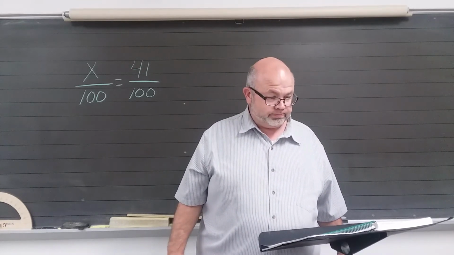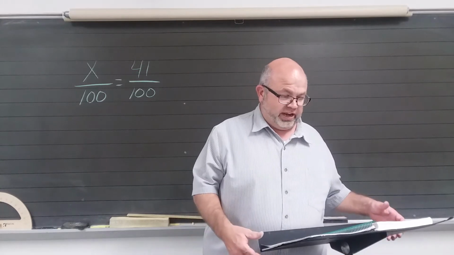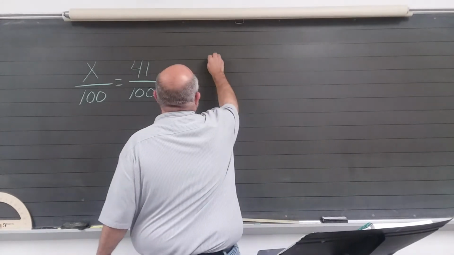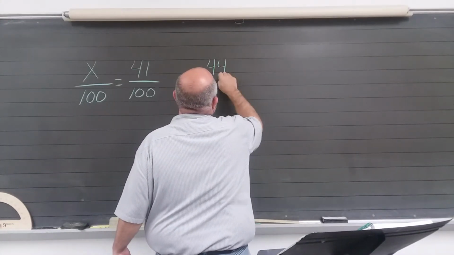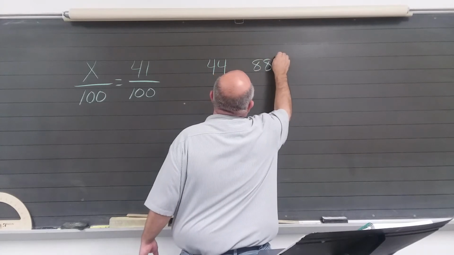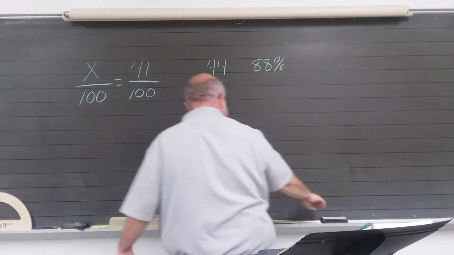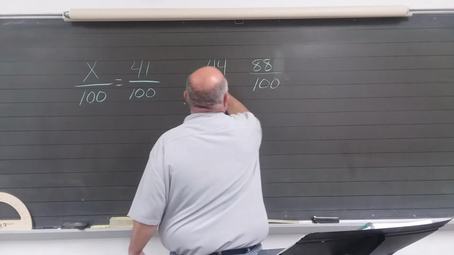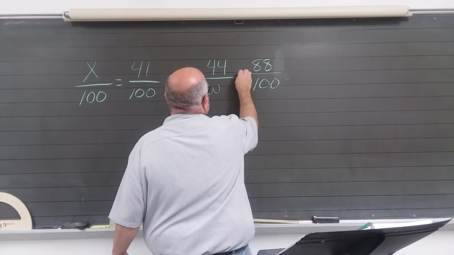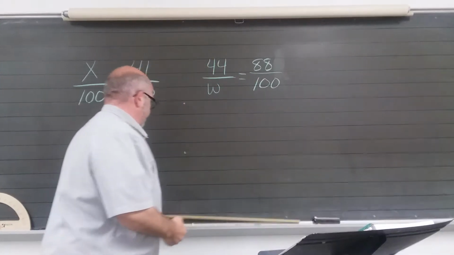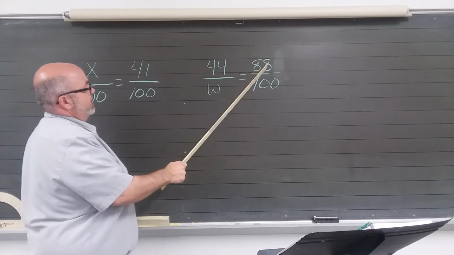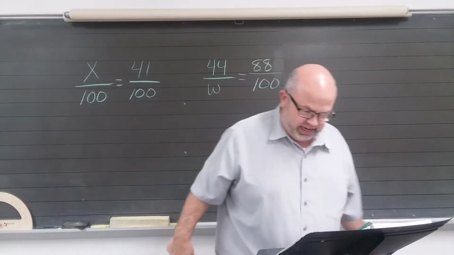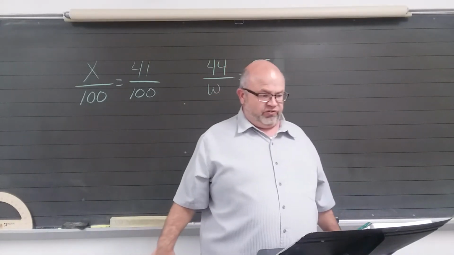Number 18, 44 is 88% of what number? 44, so here's the proportion. 44 is 88% of what number, right? 44 is 88% of what number? So the answer, if you do the math, the answer for number 18 is 50.